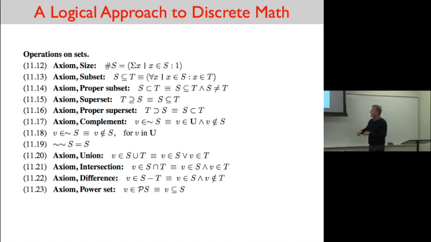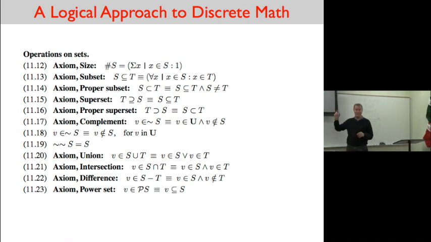Okay. And what about 11.19? Complement of the complement of S is S. How would you prove that? Here, two sets are equal. So how would you prove that? Double complement. No, that's what we're trying to prove.